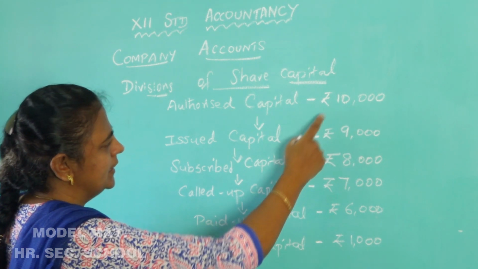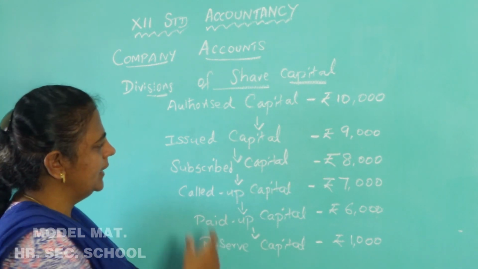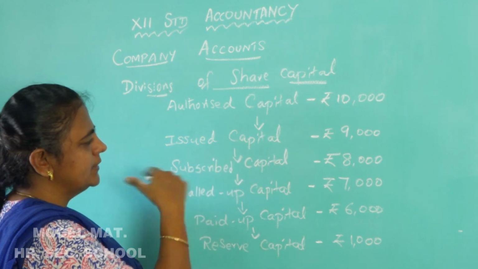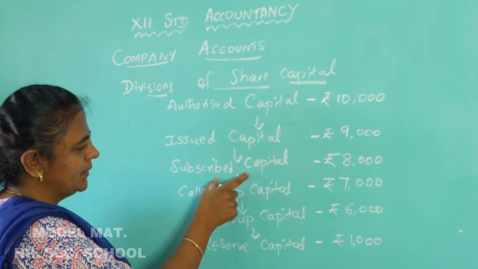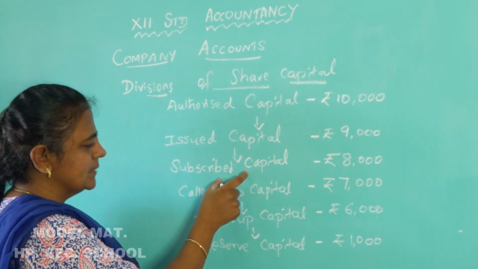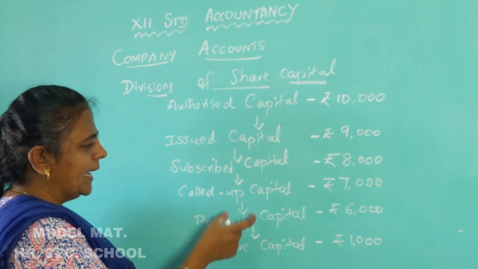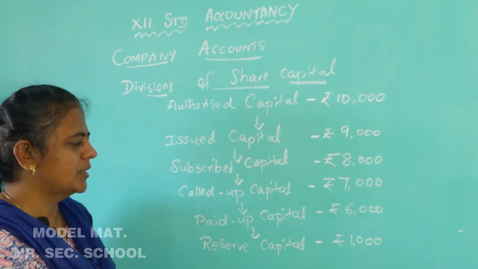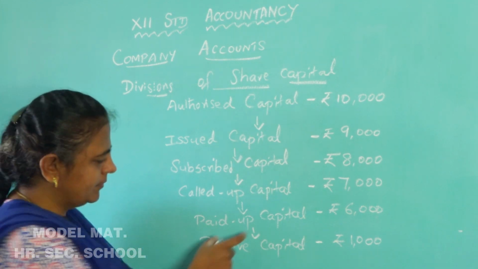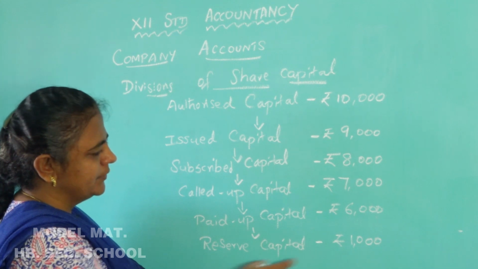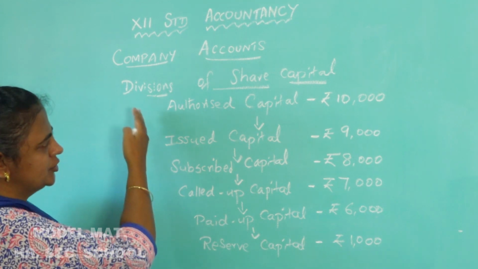Out of these 10,000, if only 9,000 rupees of shares is issued to the public, that is called issued capital, and whatever the public subscribes out of that is called subscribed capital. Out of the amount the public has subscribed, what is called up by the company is called up capital, and the amount paid by the shareholder when the company makes the call is called paid up capital. One part of the paid up capital, if it is taken and kept as a reserve to use at the time of winding up, is called what? Reserve capital. Hope you understood, children.